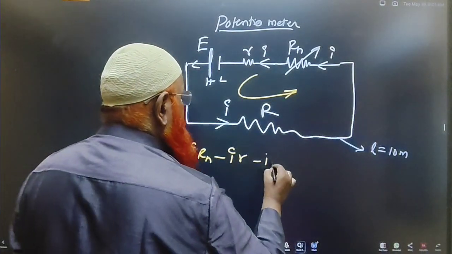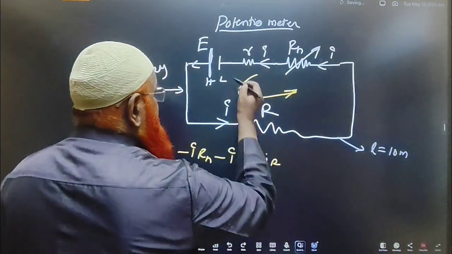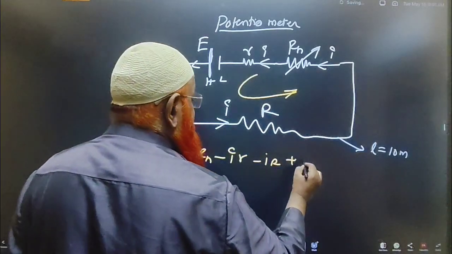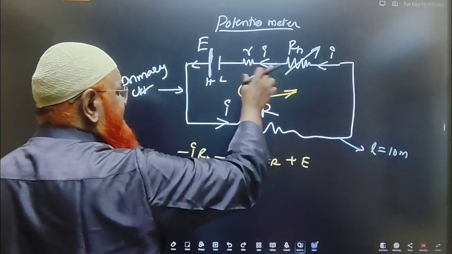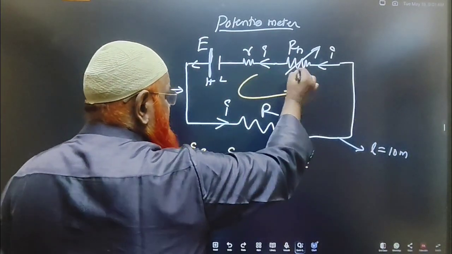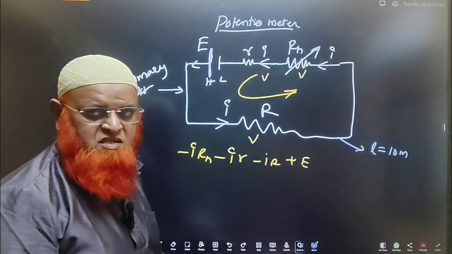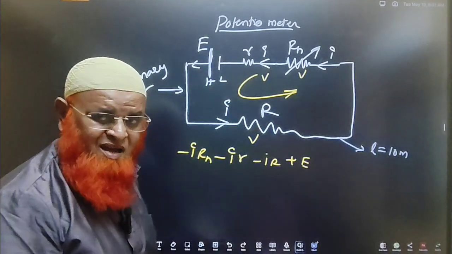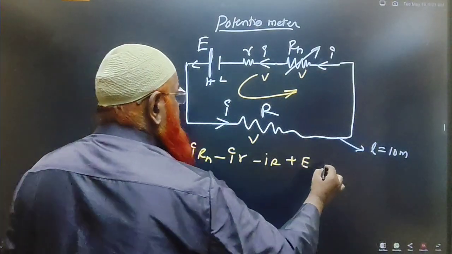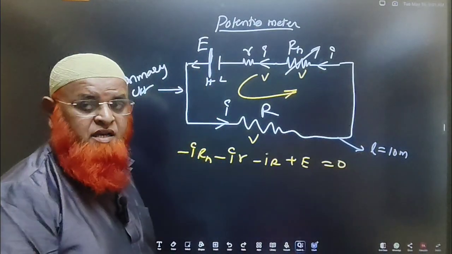So minus I into capital R, and going from lower to higher potential means plus, so for only the EMF it is plus. For all the potential drops here and here, potential drop means IR, according to Ohm's law. That's it. So the sum here is going to be 0 according to Kirchhoff's second law.